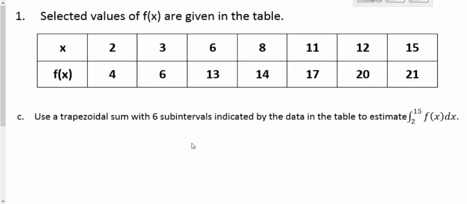Part C of number 1 is using the same table of values that you used for Part A and Part B, except this time, instead of a Riemann sum, so instead of rectangles, you are using a trapezoidal sum. We still have 6 subintervals, and we are still estimating the definite integral, okay? But to estimate or approximate the definite integral, we need to use some kind of area. So we are using trapezoid areas this time.